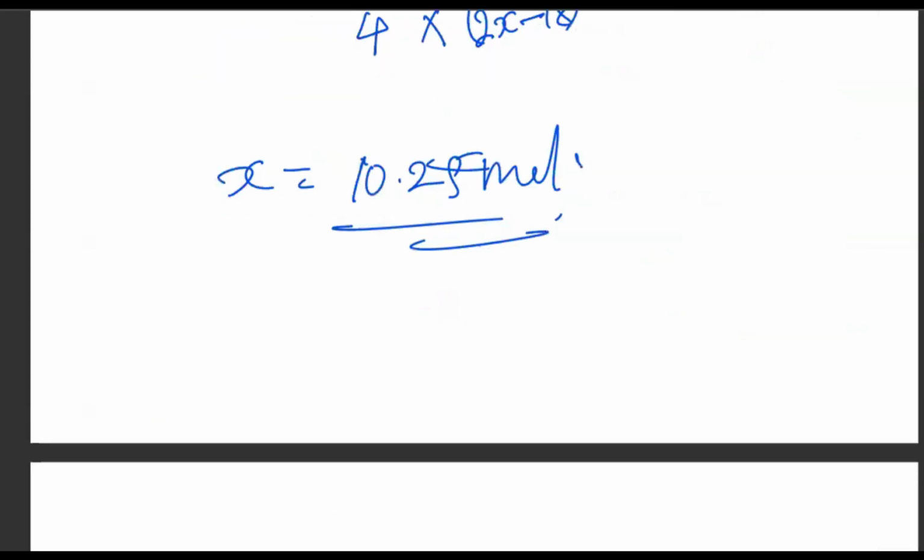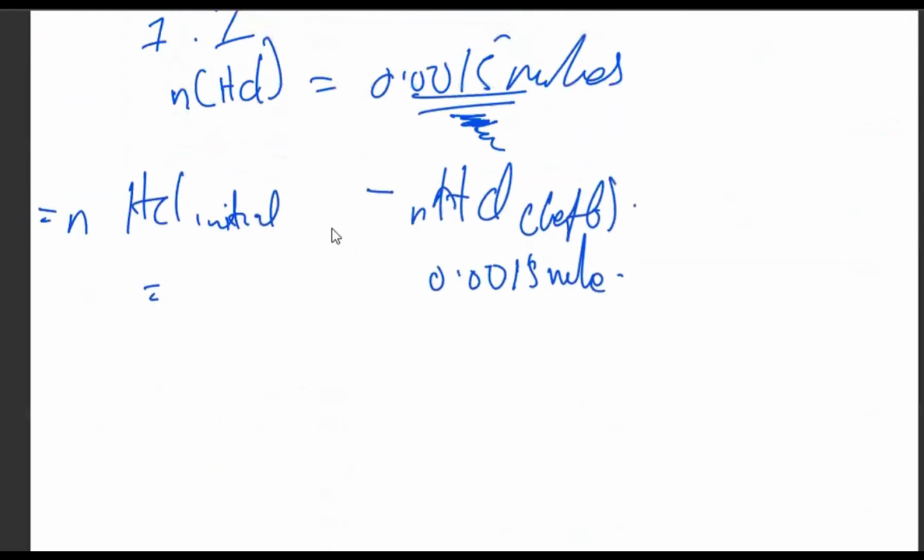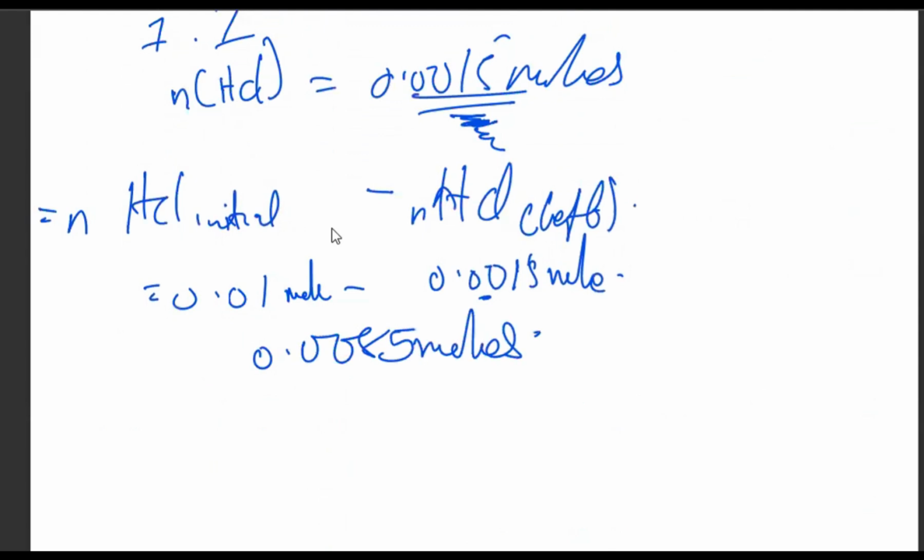So this is the number of moles of the initial one. I'll come here and say the initial one is 0.01 moles minus the moles which reacted with the sodium hydroxide to neutralize it, meaning that was the excess which was there. So it gives me 0.0085 moles. So basically, that is it.